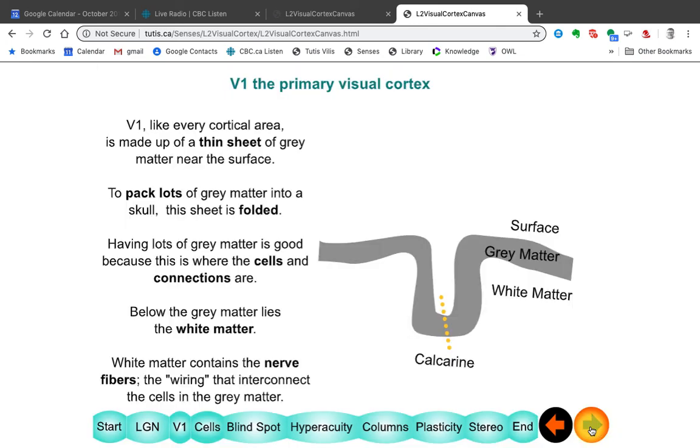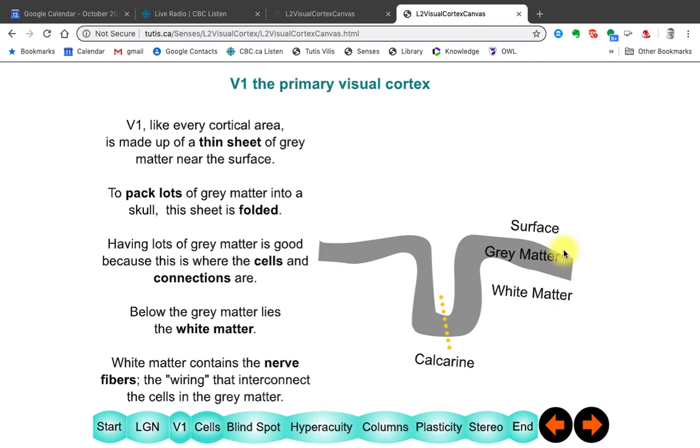Now, what else is interesting about this? Well, here's a sort of slice into the brain. This is the surface of the brain. This is what's inside the brain. And you see here a thin layer of gray. And that's where the cells are. It's called the gray matter.